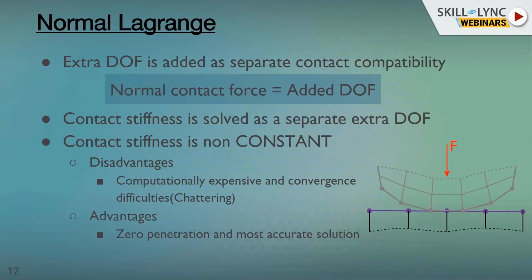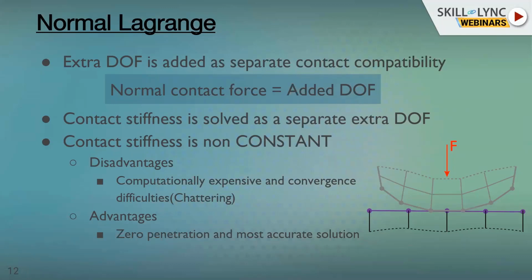So if I don't want a penetration in the body, what can I do? I can go ahead with the normal Lagrange method, in which there is zero penetration. We have the normal contact force as a function of an additional degree of freedom that is present on the surfaces, or on the elements or the nodes which are in contact. So those nodes will be solved for the additional degree of freedom.